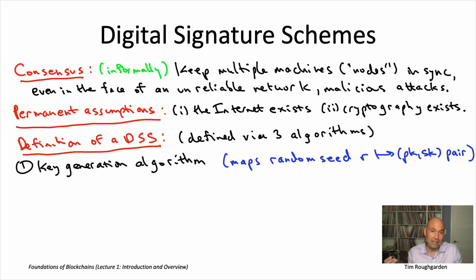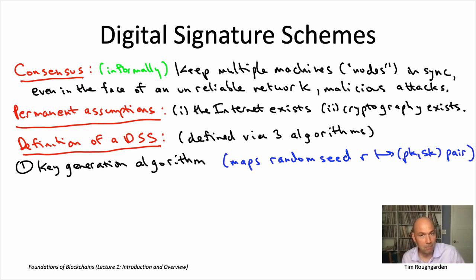So, for example, at a typical Unix command line, if you just type in ssh-keygen with no arguments, you'll get back a public key, secret key pair. So this is just off-the-shelf technology available at the command line. So what can you do with a secret key? What can you do with a public key? Well, you can sign and verify respectively.